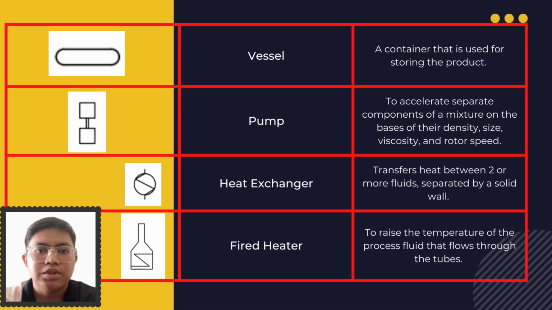The pump is used to accelerate the separation of components of a mixture on the basis of density, size, viscosity, and rotor speed. The function of this pump is the same as the compressor. The heat exchanger is for transferring heat between two or more fluids that are separated by a solid wall, and the fired heater is for raising the temperature of the process fluid that flows through the tubes.